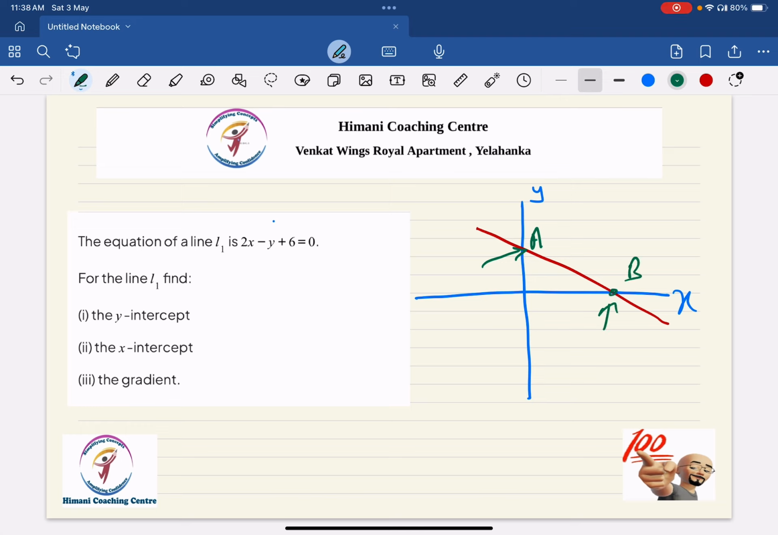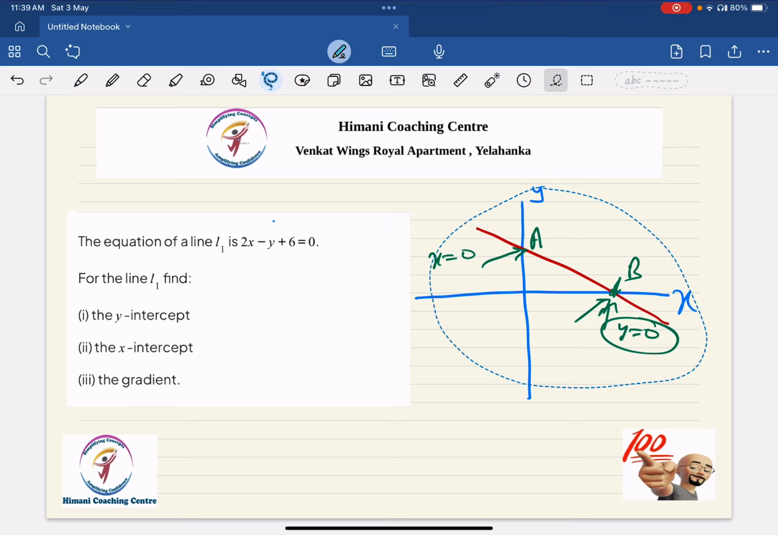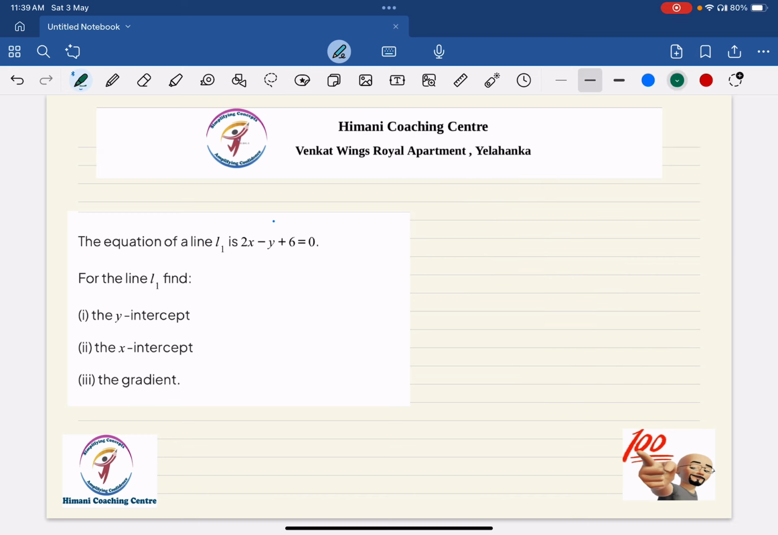Any point lying on the y-axis, x is always 0. So in order to find the y-intercept in the equation, we are going to replace x with 0. And similarly for the x-intercept at B, the y would be 0. So we are going to utilize this and get the answer. As a concept, just understand the meaning of x-intercept and y-intercept.